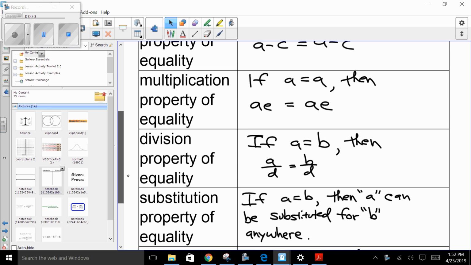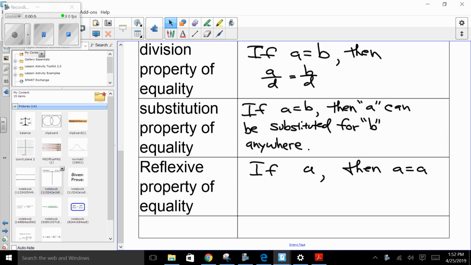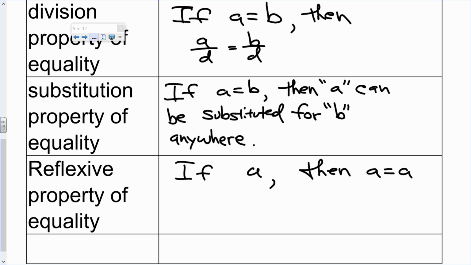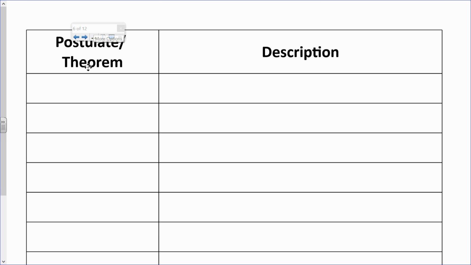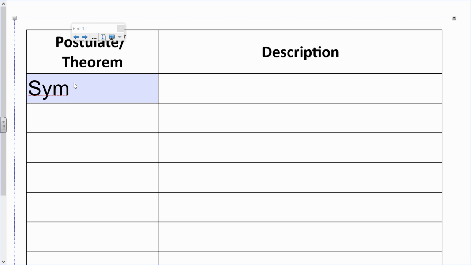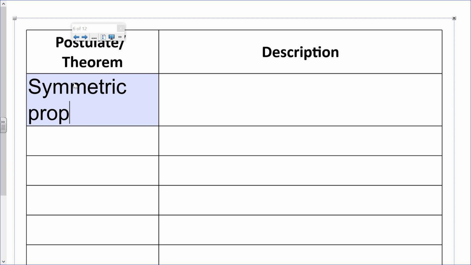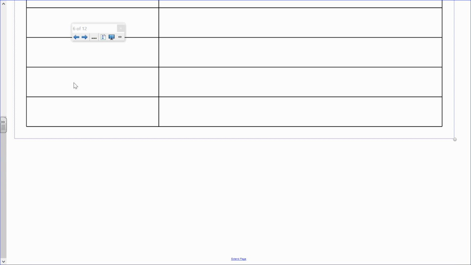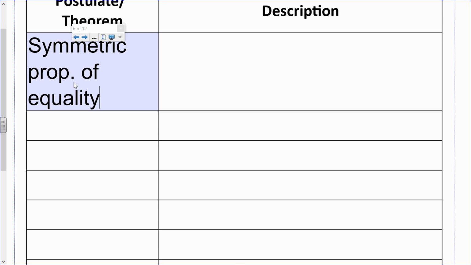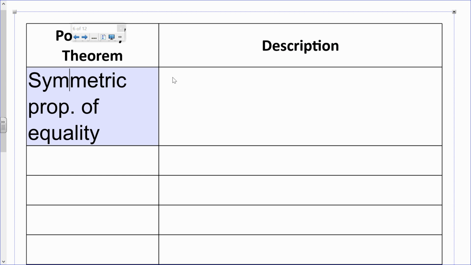The last slide at the bottom of page 1 is reflexive property of equality. And now we're at the top of page 2. Here we go. The next one's going to be called the symmetric property of equality. Symmetric property, I'm going to abbreviate, of equality. Symmetric property of equality. Go write that down.